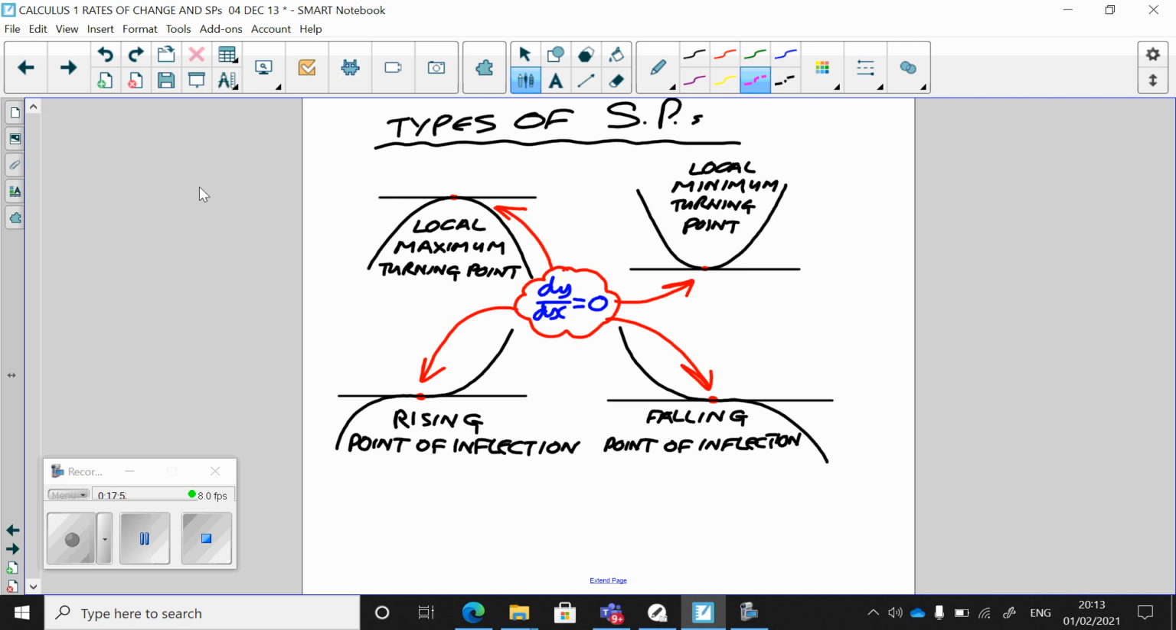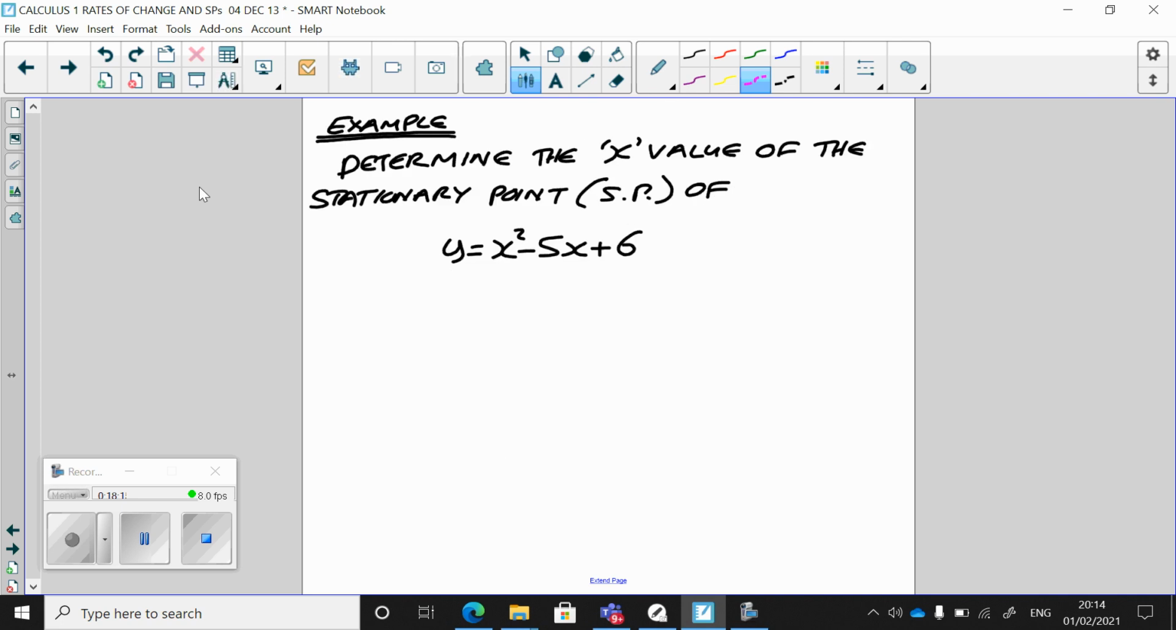But the thing is that at every single one of them, the derivative is 0. And I'm connecting these with y and x. It's like your normal Cartesian coordinate system of x and y. That's the gradient. Remember, changing y over changing x, that's the gradient. These are 0. Okay, let's go for a little question here. We've got a little function, y equals x squared take away 5x plus 6.